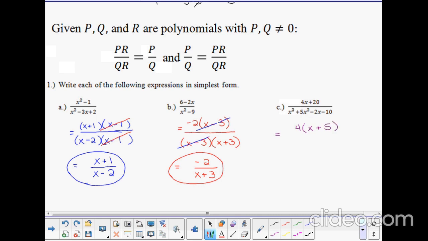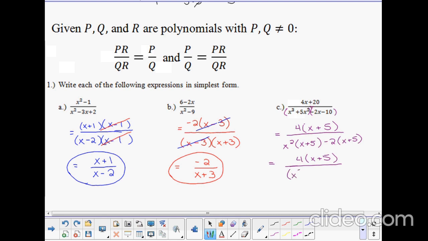The denominator is going to take a little bit more work. So notice the denominator, we have 4 terms here. It's a cubic polynomial, and so I'm going to try to factor this one by grouping. If I group the first two, the GCF would be x squared, leaving me with x plus 5. If I group the second two, the GCF would be negative 2, leaving me with x plus 5. I can rewrite the denominator, so I have not changed the numerator at this point. It's going to stay the same, 4 times x plus 5. I did not change it at all in that step.